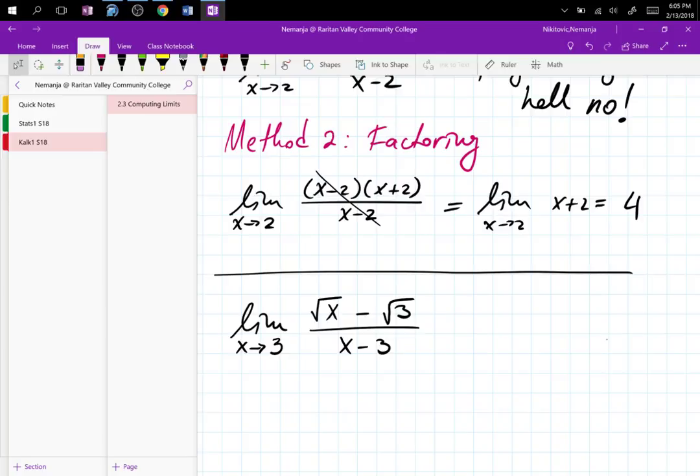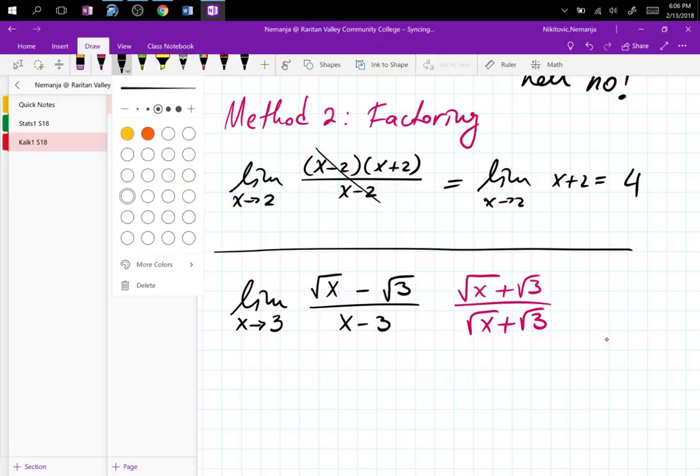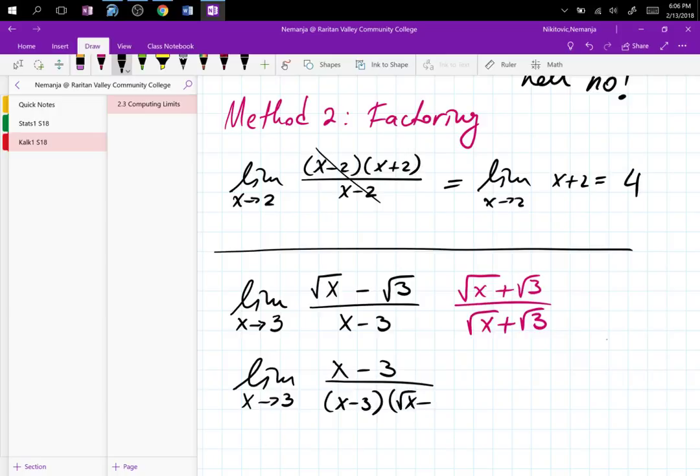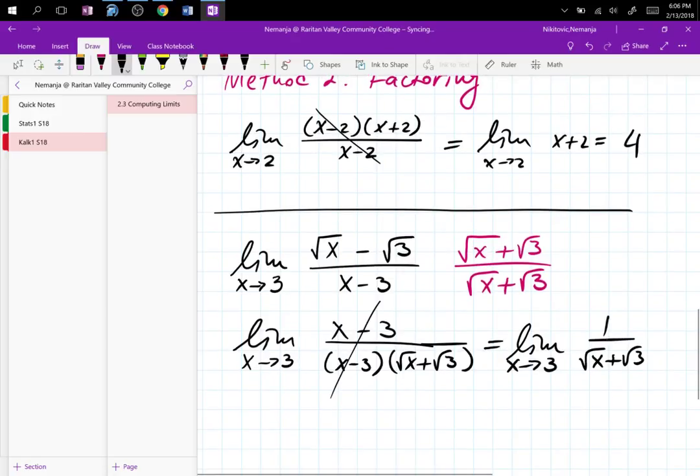So we multiply numerator and denominator by square root of x plus square root of 3 divided by square root of x plus square root of 3, right? And then we go and say limit as x goes to 3: x minus 3 in the numerator, and in the denominator we have x minus 3 times square root of x plus square root of 3. Now these cancel, and you are left with the limit of 1 over root x plus root 3 as x goes to 3. So what's the answer?